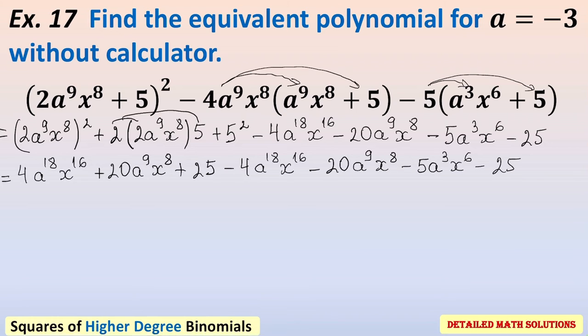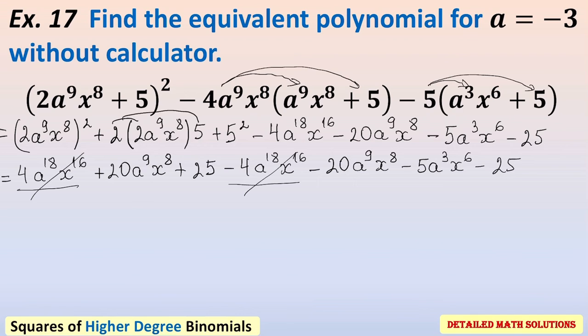As a next step, I need to add all terms that are like. Like or similar terms are the ones that have the same literal parts or the same numbers. So for example, I have 4a to the 18th x to the 16th and negative 4a to the 18th x to the 16th power. These two terms are the same with opposite signs, therefore their sum gives 0 or they cancel out.